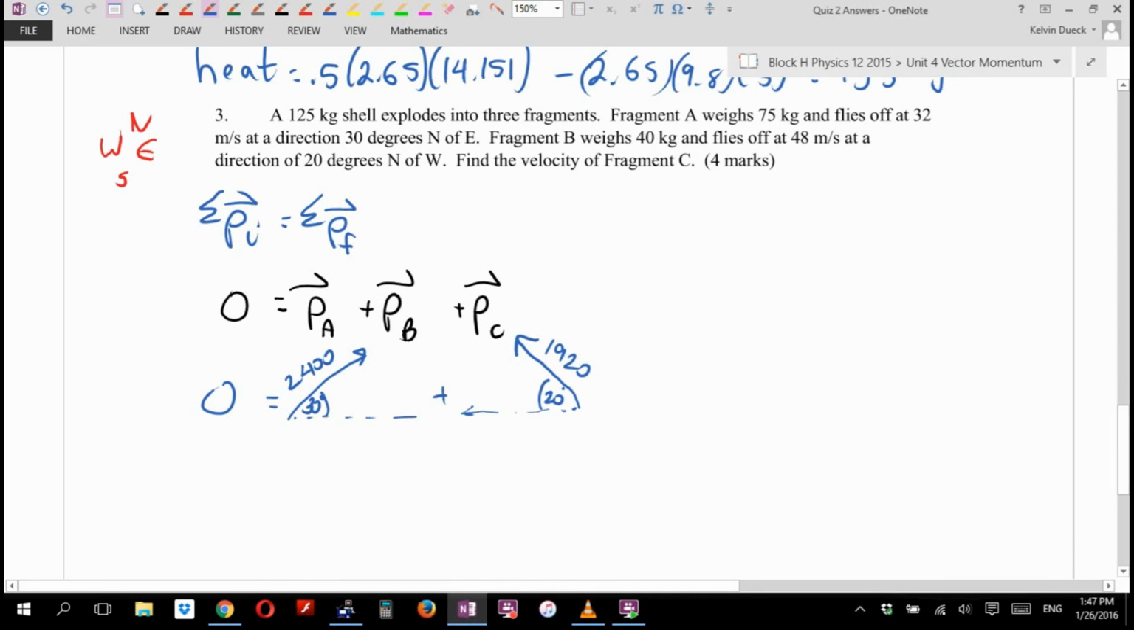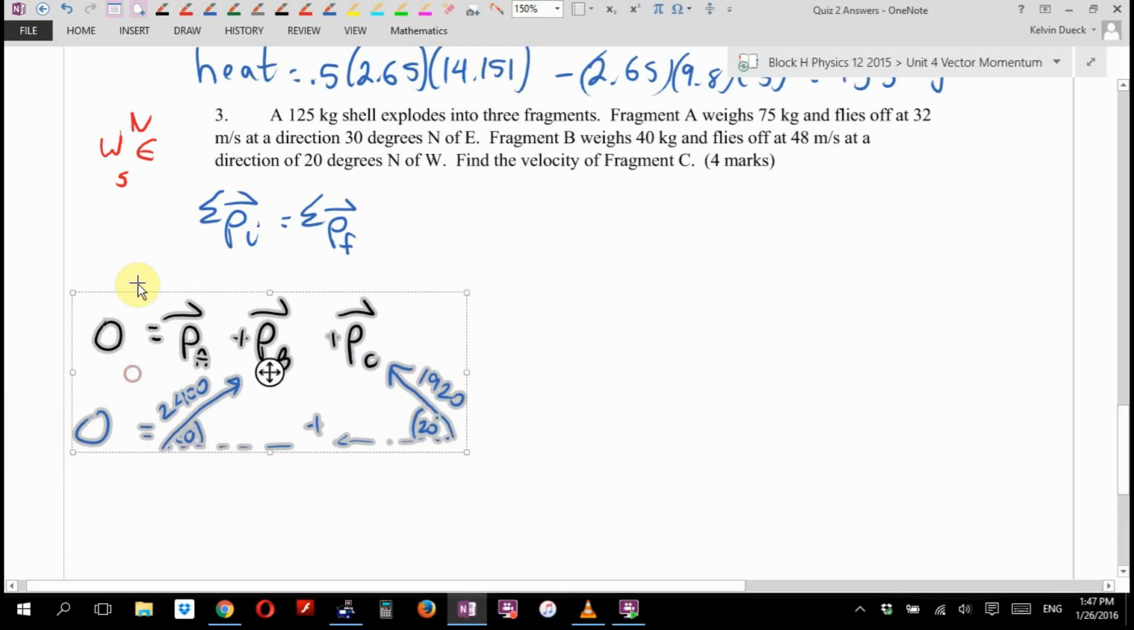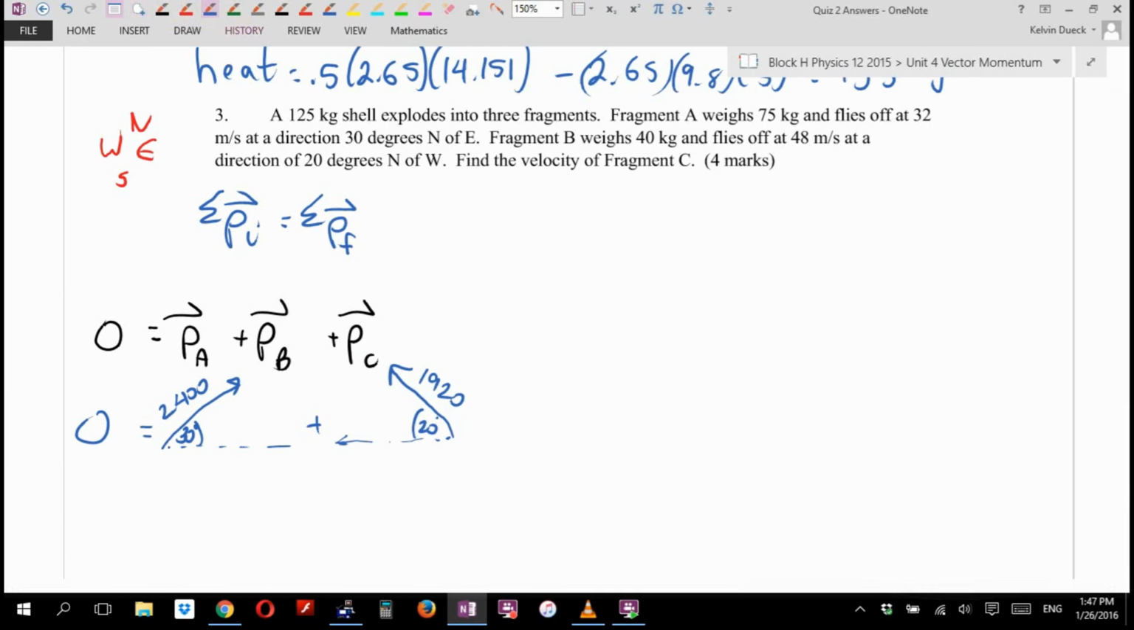Do I know what piece C looks like? I have a feeling I'm going to need more room, so I'm going to do that. Plus, I don't know what C looks like. Okay. Well, I got 2 vectors. Any thoughts on how I could add those together? Tip to tail. So it's going to look like this.